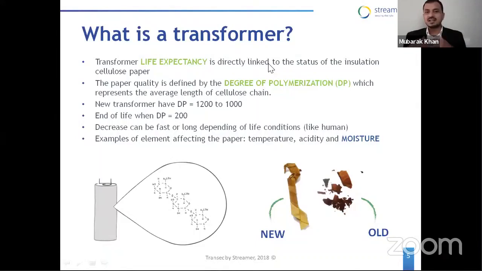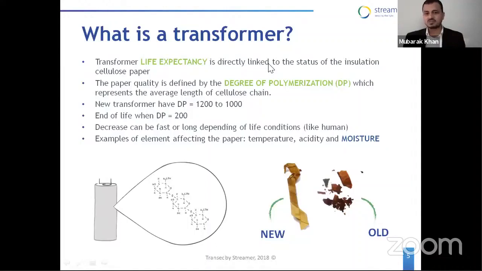So we can say that the age of the paper, the age of a transformer, is the time taken by the degree of polymerization to reduce from 1200 to 200. So if with some technique we are able to reduce this rate of reduction of degree of polymerization, we will be able to increase the life of the transformer. I hope this was not too technical for everyone, but anyway, let's continue. The decrease can be fast or slow depending on the life conditions, similar to humans. We humans, definitely we are bound to have a long life or a short life depending on the conditions we are subject to.